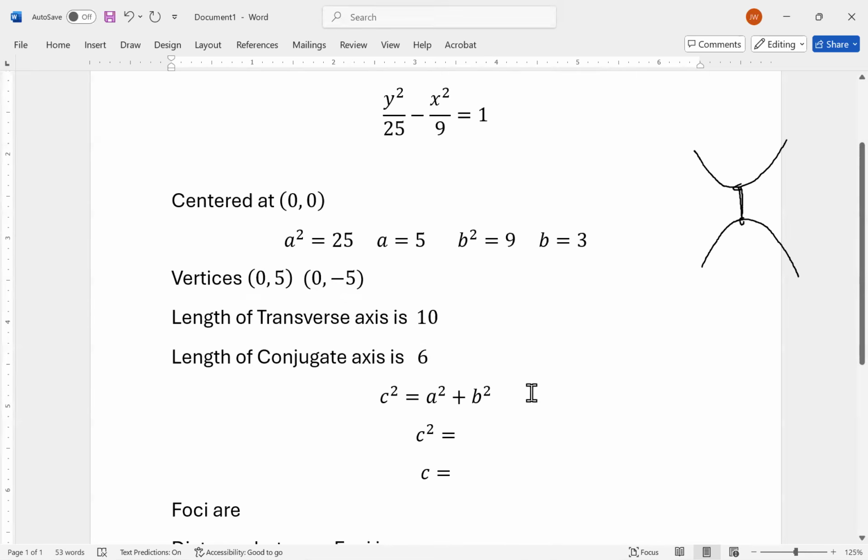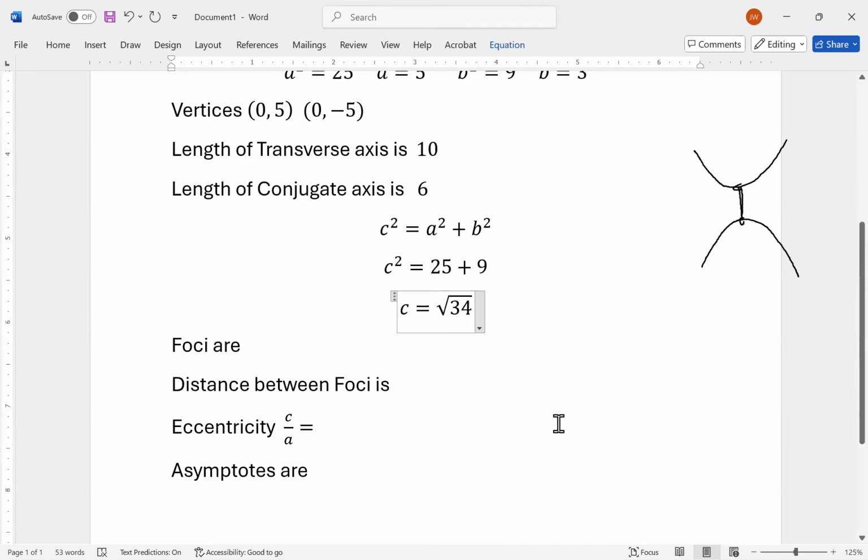With a hyperbola, C is calculated by taking C squared and setting it equal to A squared plus B squared. A squared plus B squared is C squared. In this case, that's 25 plus 9. 25 plus 9 is 34. So C is the square root of 34. Not a lot of nice simplifications there.